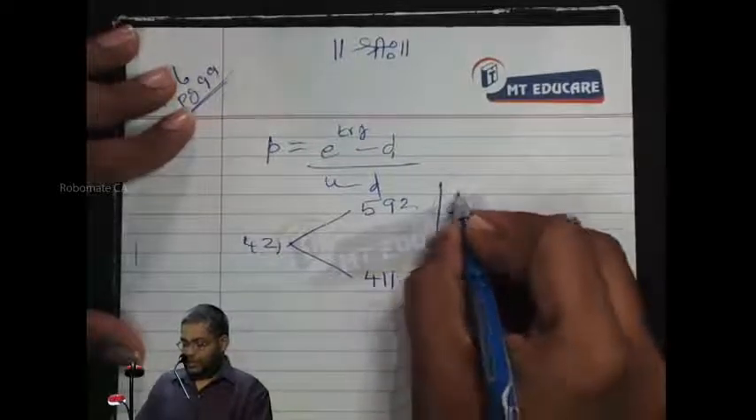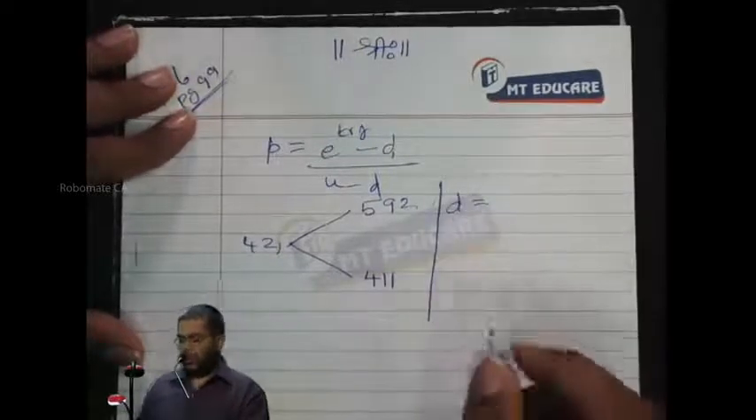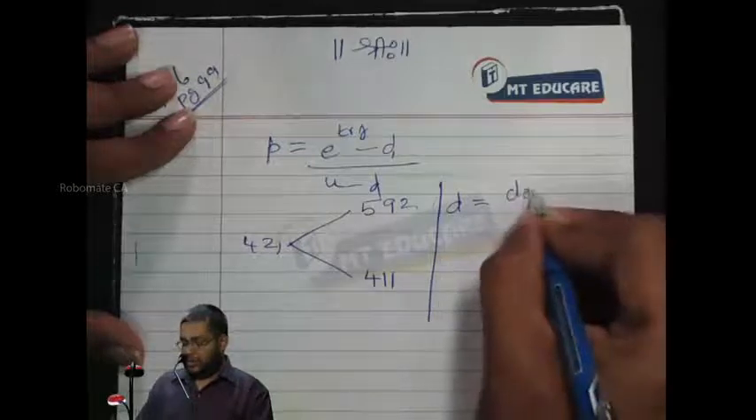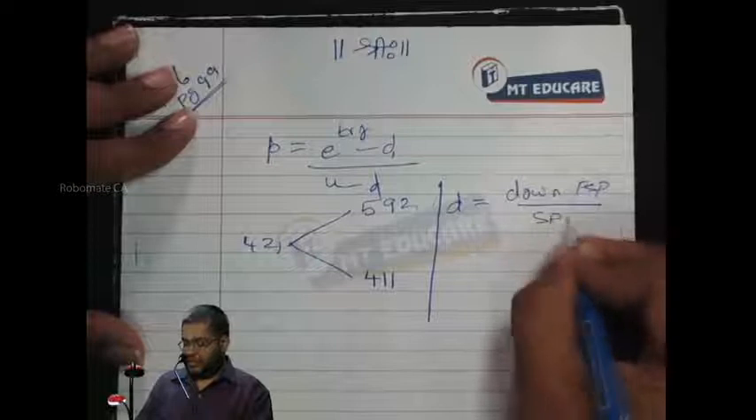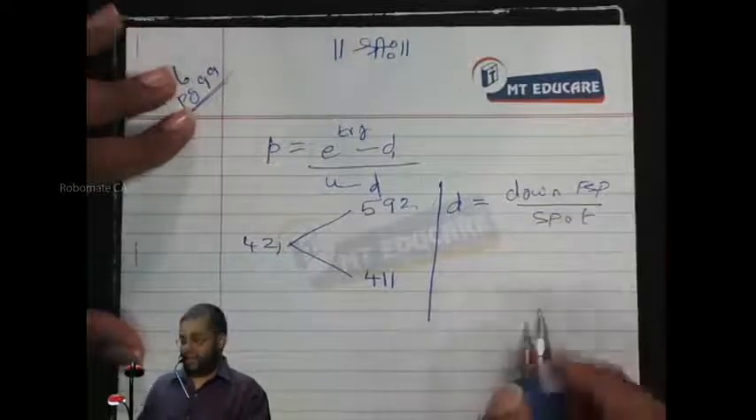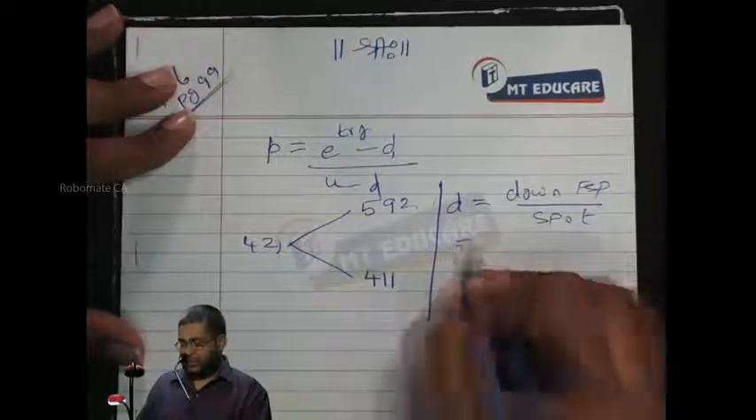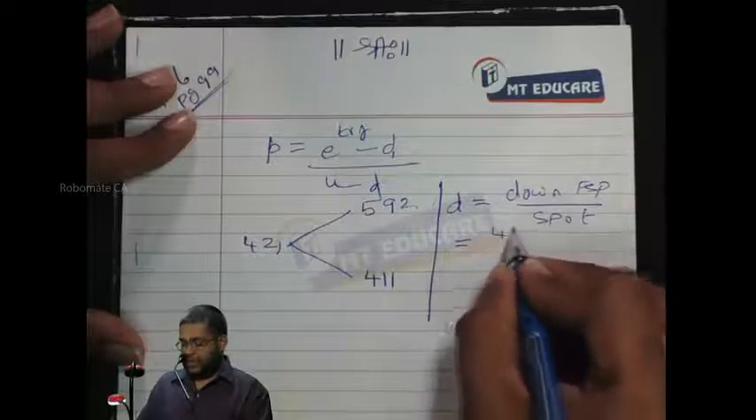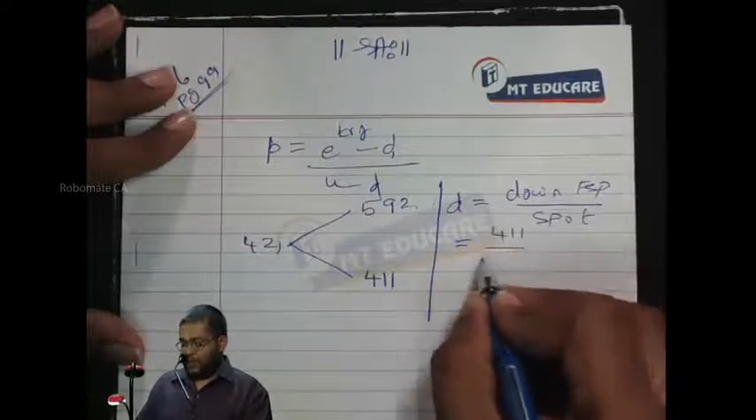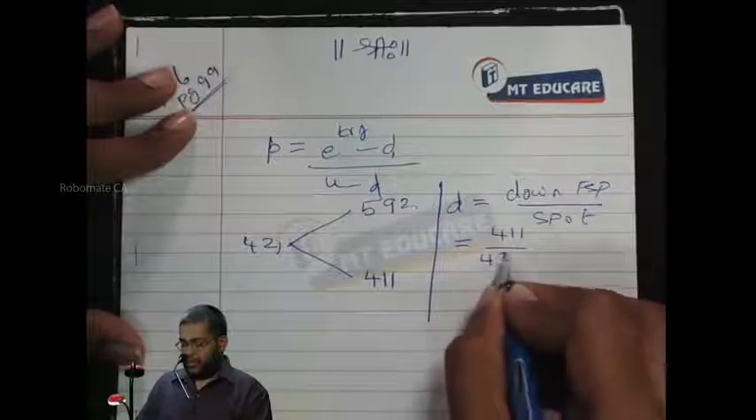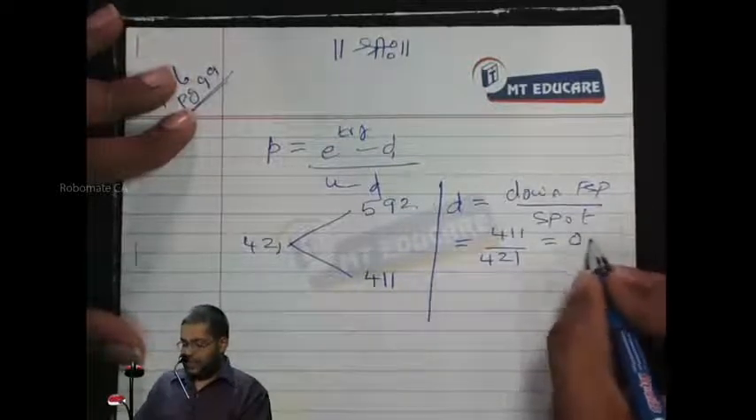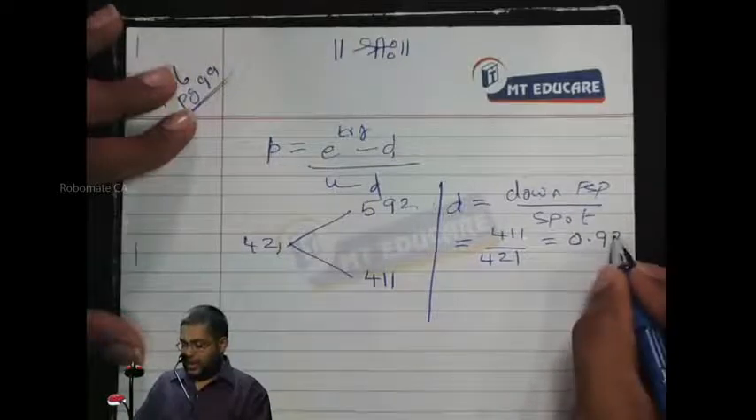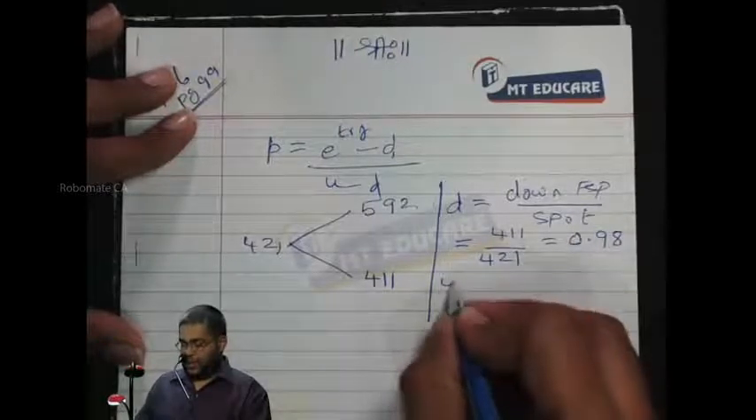D is equal to what? Downward FSP divided by spot price, which is 411 divided by 421. In two decimals, it is 0.98. D is equal to 0.98.